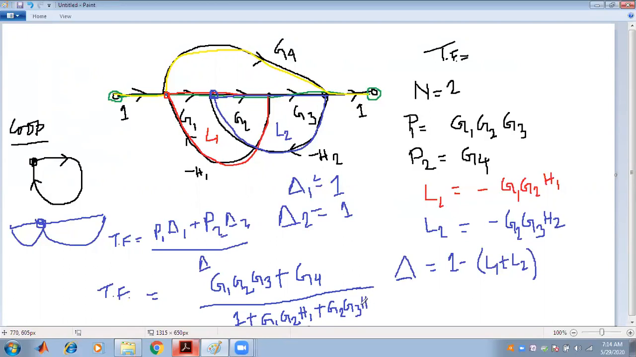So this is the transfer function that we have obtained from the signal flow graph approach. We are using the concept of SFG, the signal flow graph, and we have found the transfer function. The transfer function value is G1, G2, G3 plus G4 by 1 plus G1, G2, H1 plus G2, G3, H2. With the help of the signal flow graph approach, we can easily find the transfer function of a system.